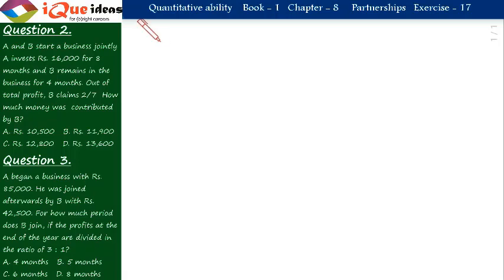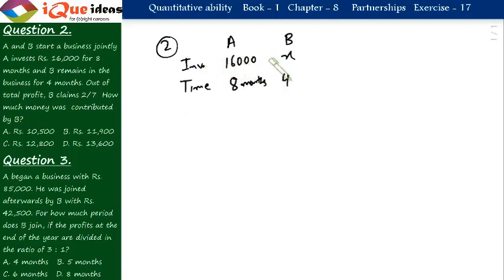Now question number 2. It says A and B start a business jointly. A invests rupees 16,000 for 8 months. So let's say A and B. Investment of A is given 16,000. Investment of B, let's say it is X. Now investment we have considered. Now time of A is 8 months. Time of B is 4 months.